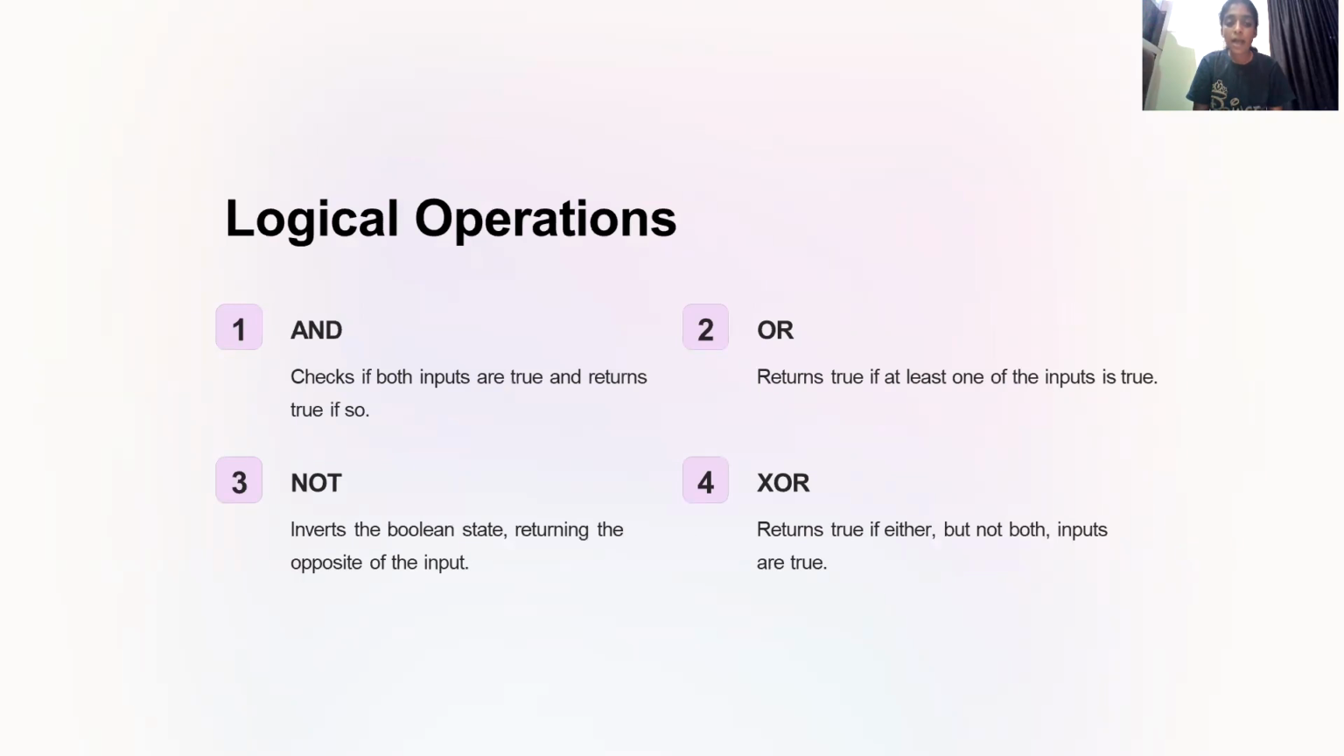Logical operations: AND, OR, NOT, XOR are the logical operations used in microcontrollers. AND checks if both inputs are true and returns true if so. OR returns true if at least one of the inputs is true. NOT inverts the Boolean state, returning the opposite of the input. XOR returns true if not both inputs are true.